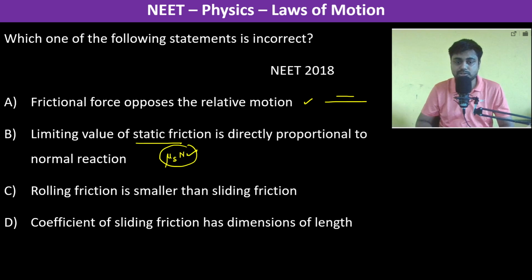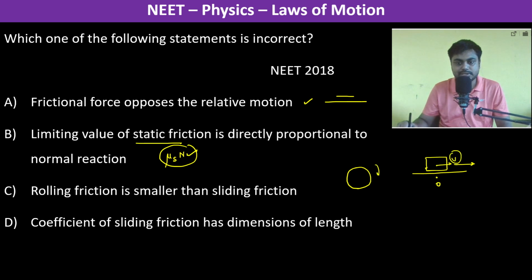Rolling friction is smaller than sliding friction. Yes, that's also correct, because when rolling is happening and when sliding is happening, in sliding what happens is, when this is sliding, this is at zero velocity, but this is having a velocity of v.